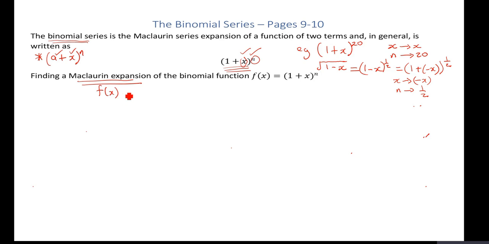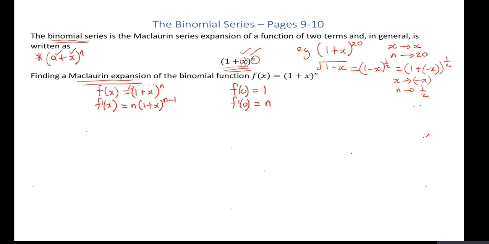If f of x is equal to 1 plus x to the power n, then substitute 0, 1 plus 0 to the power n, 1 to any power is 1. Then I must find the first derivative. And here it's the chain rule. So first it's n times the argument 1 plus x, and then subtract 1 from the index. So it's n times 1 plus x to the power n minus 1. First derivative at 0, that's equal to n.